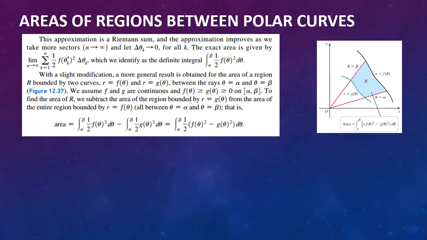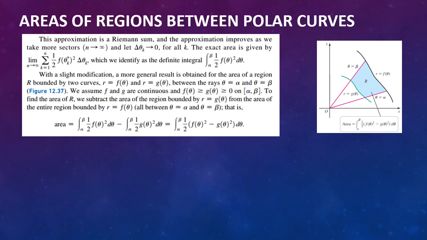The approximation we just came up with is a Riemann sum, and the approximation improves as we take more sectors, or specifically as n goes to infinity, and we let delta theta sub k go to 0 for all k. The exact area is given by the limit of the sum, as n goes to infinity, from k equals 1 to n of 1/2 f of theta star sub k squared times delta theta sub k, which we identify as the definite integral between alpha and beta of 1/2 f of theta squared d theta.